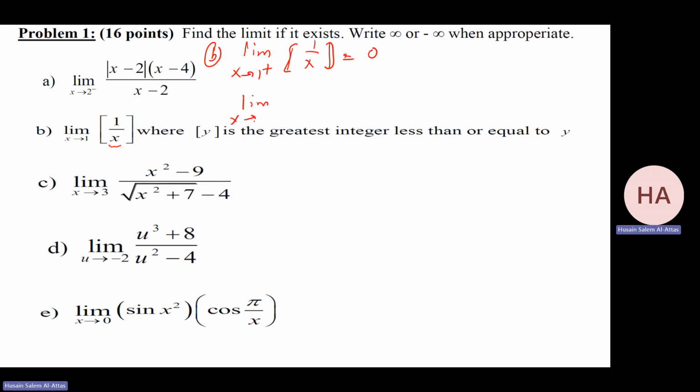However, from the left, what will happen? The denominator is less than 1. Think about it this way: if I take x, for example, 99 over 100, then that will be 100 over 99, which is more than 1. So that will be 1. However, in this one, think about it, 100 over 99, something more than 1, so it will be 99 over 100, which is less than 1. So the Gauss integer will be 0. So this limit does not exist.